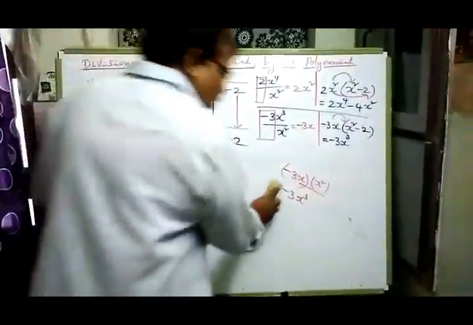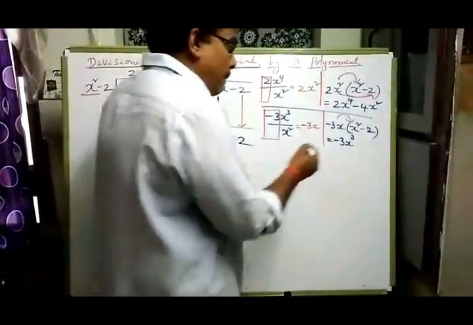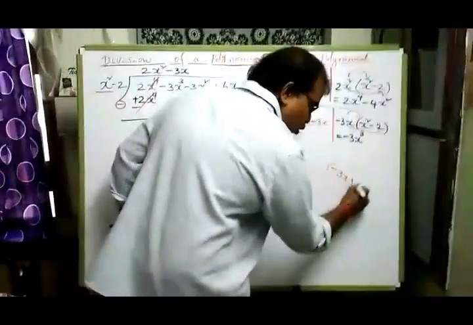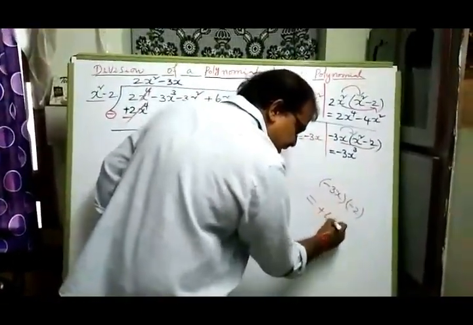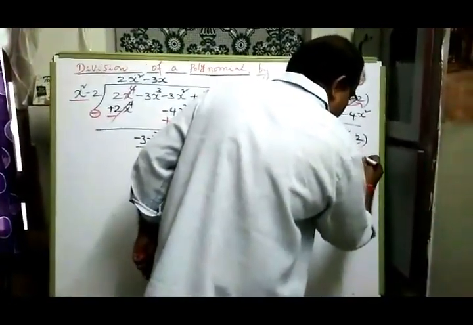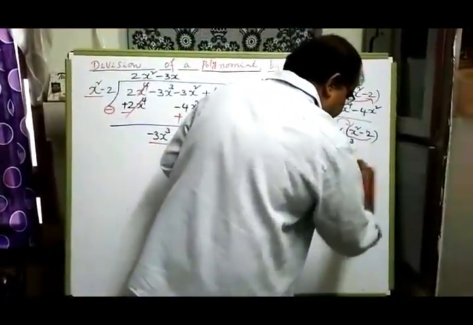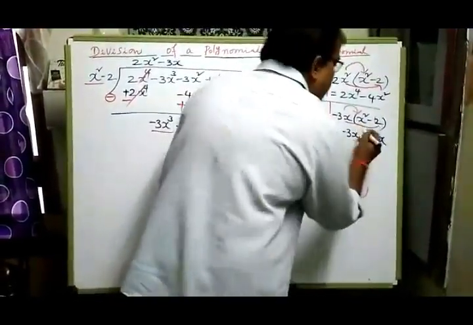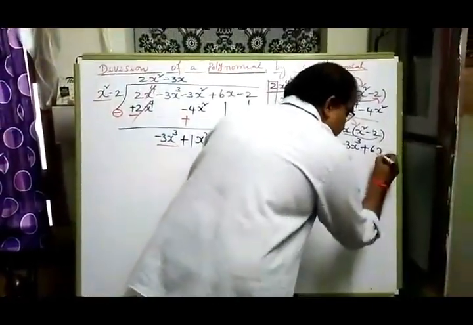First one is over. Now I go for the second one. What is the second one? Minus 3x into minus 2. That is nothing but minus 3 into minus 2, which is plus 6. So plus 6x. So the product is minus 3x cube plus 6x.